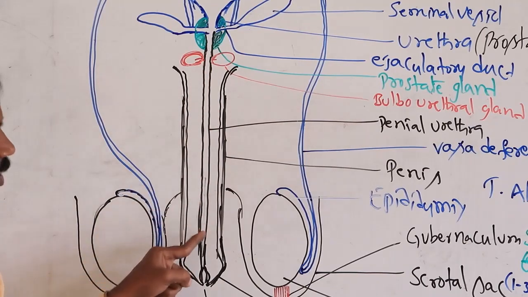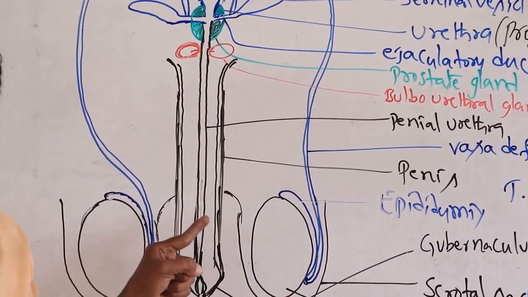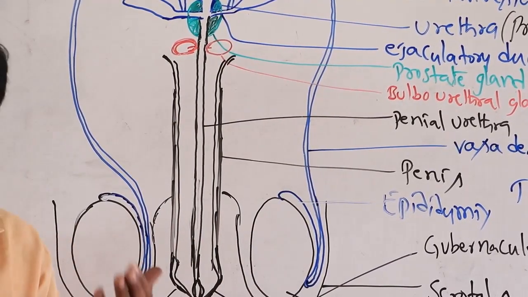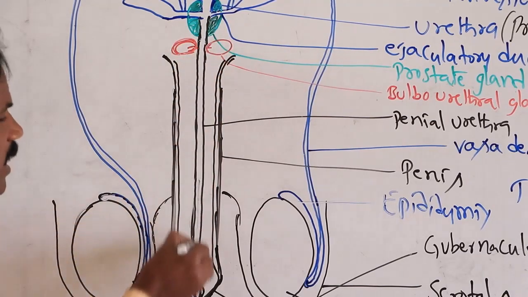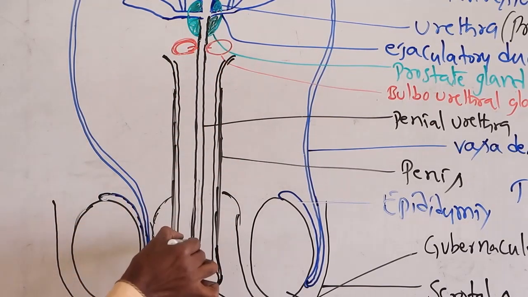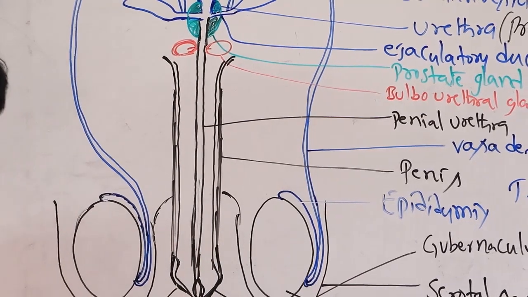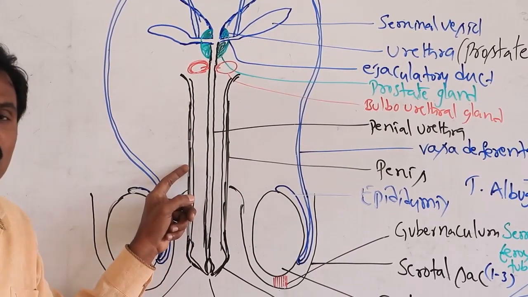Then the urethra. Normally, the urethra in the human male is nearly 20 centimeters in length, whereas in the female it is very short. Along with the penis, that's why we call it the penile urethra, and at the end is the urethral meatus or urethral orifice. Then this is the external genitalia related to the penis.